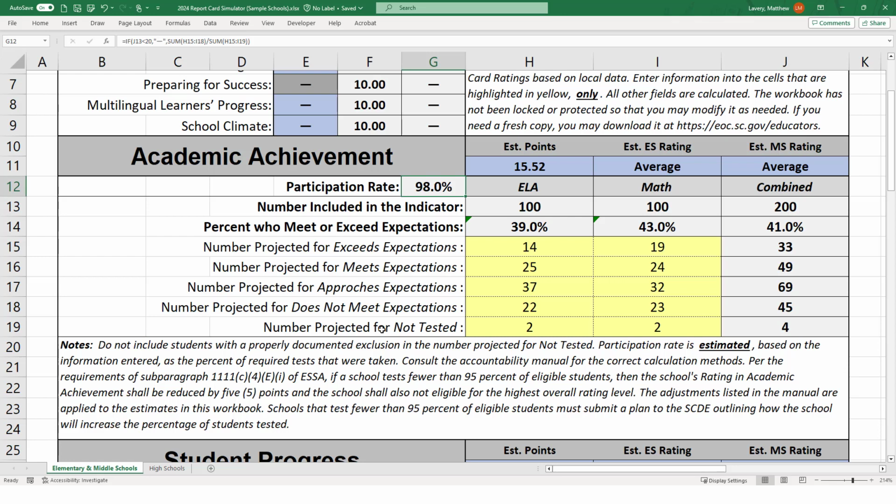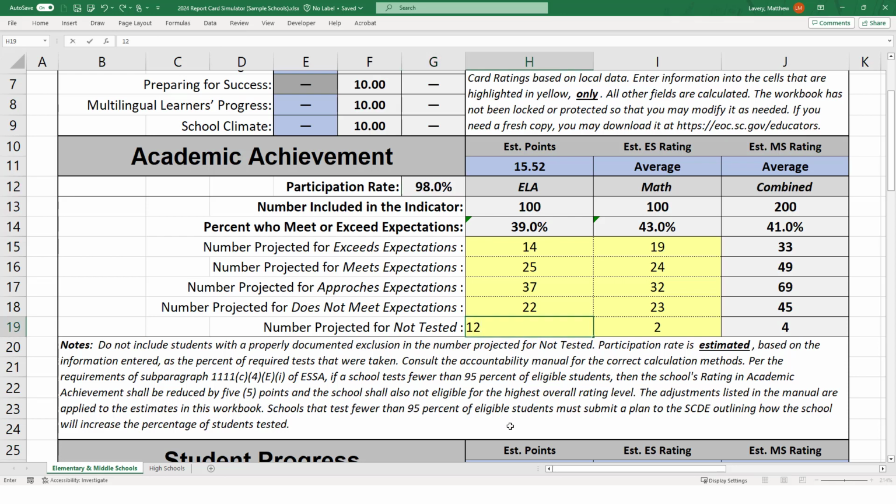Participation rate is estimated based on the information that you've entered into the simulator. So keep in mind that you have to consult the manual and the federally approved state plan as the final word on what's going to happen in accountability. But this is still suitable to give you a guideline. Also note that the participation rate is being checked against the required 95% participation rate, and if participation is less than the required level, the penalties described in the accountability manual will be applied.